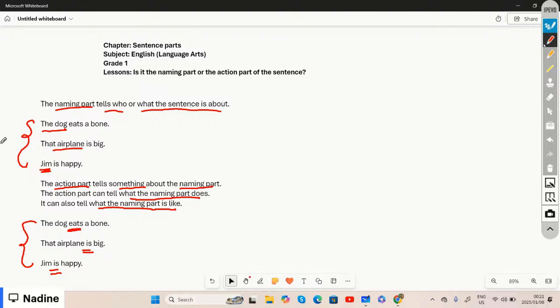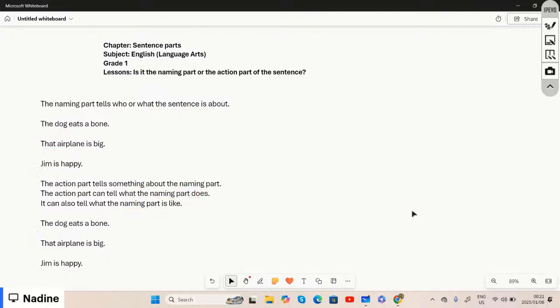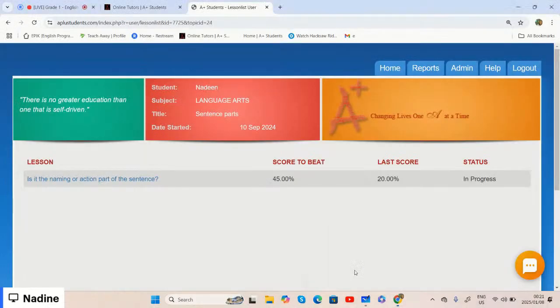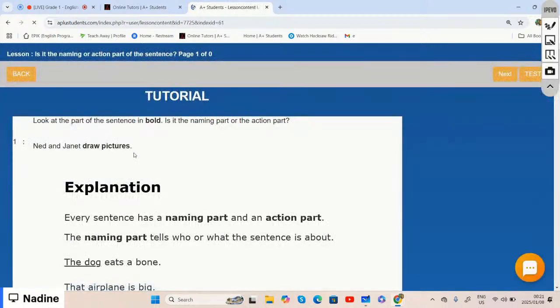All right, so now we're going to a+students.ca. We're going to do quickly a little activity and then we're going to our test. Our lesson is we're going to say if it's a naming part or an action part of a sentence.